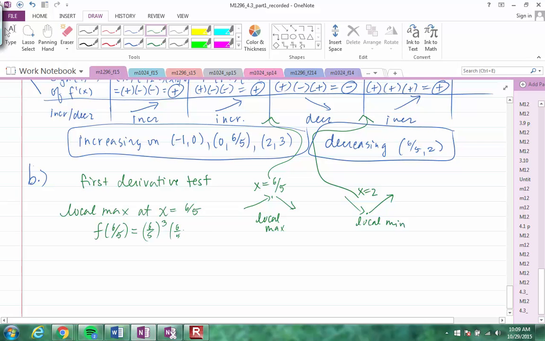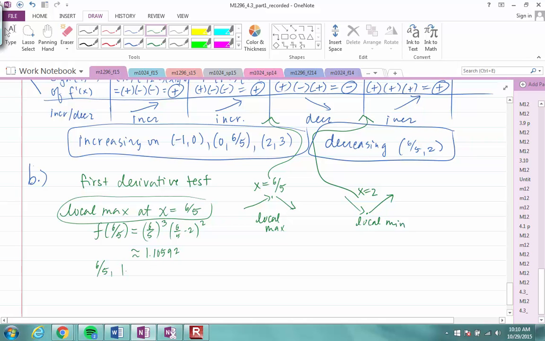6/5 cubed, 6/5 minus 2, that quantity squared. Alright, so what you get here, I'm just going to write it approximately, actually, is 1.10592. So sometimes, again, this is just going to be fine. Oops, I should circle the whole thing. Or I'll just put down here, you could report again as a point.